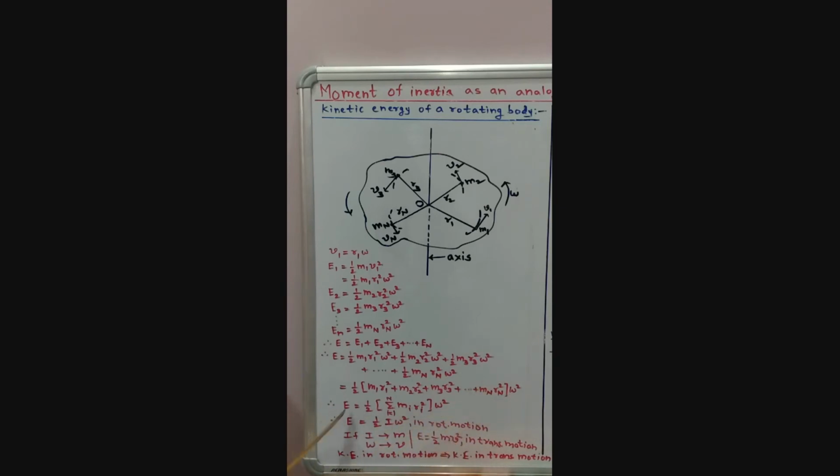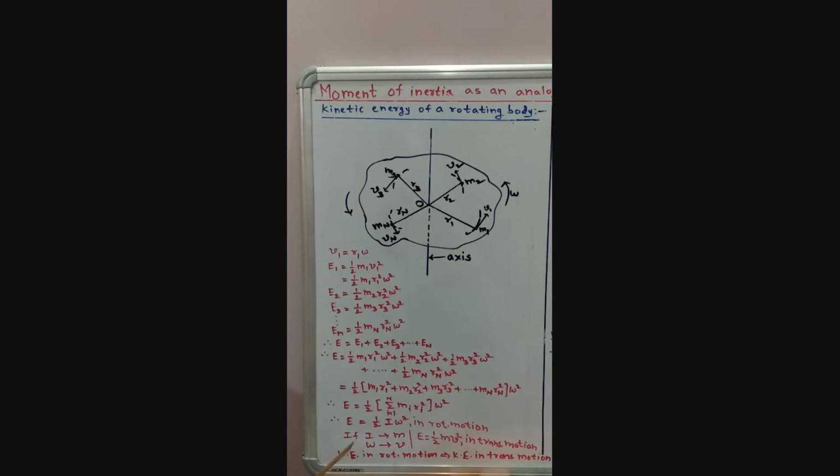It is therefore E equal to 1/2 in square brackets summation mi ri square, where i is equal to 1 to n, bracket complete, omega square. Let us substitute this bracket as capital I. Therefore, E is equal to 1/2 I omega square. So this is the expression for kinetic energy in rotational motion.